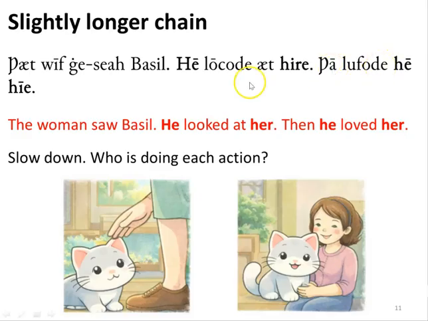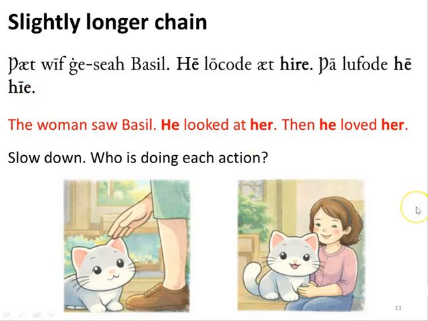All right. This one's a little bit more simple. It's the nominative. He's the subject here. Looks at her. She's in the dative. She is the recipient of this action here. At tells you this must be in the dative. Okay. That weef yeser Basil. All right. The woman saw Basil. He looked at her. Then he loved her. All right. Slow down. Who is doing each action? That's what you've got to look for. Nominative, accusative. That tells you who is the subject, who is doing the action, and who is the recipient of the action, the accusative, the direct recipient.